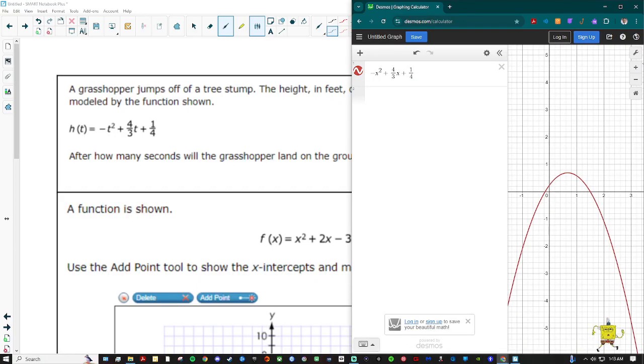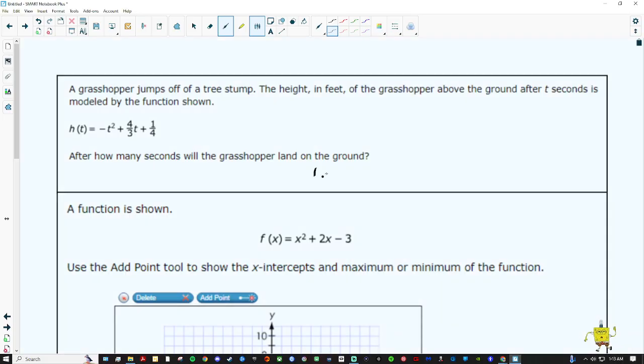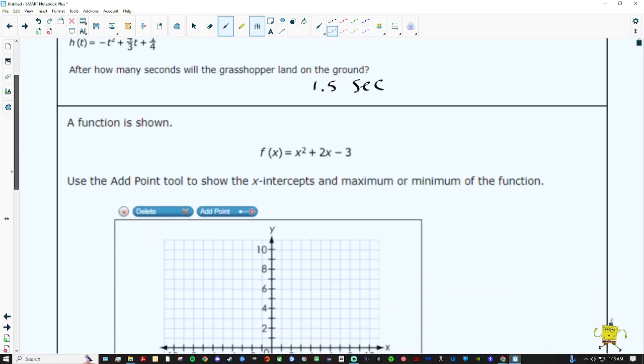Here's what my graph looks like. Here's our grasshopper. He jumps. And after how many seconds does he hit the ground? Right there, 1.5 seconds. Okay.